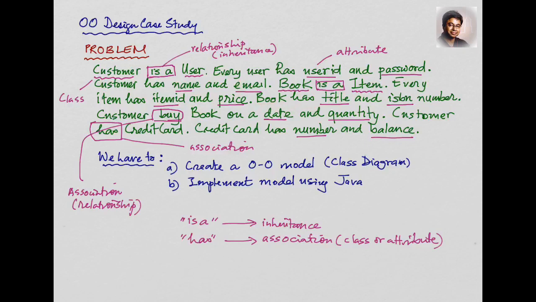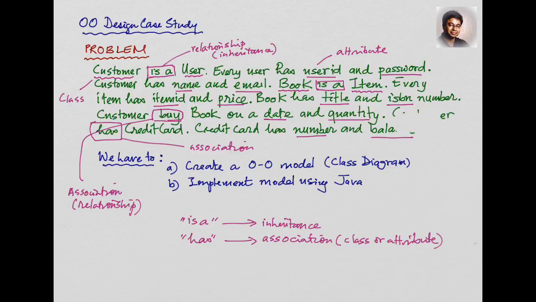Fine. Now we look at the next line. Book has title and ISBN number. So has is association, that means title and ISBN number, these two attributes, are with the book. Very nice. Let us proceed. We will see the next line, customer buy book. That means customer and book are two classes already, and they have a relationship called buy, which is actually an association relationship. On a date, that means when you are buying, you give a date and quantity, that is how many books you are buying. Fine. Up to now we understand how we identify attribute, how we identify class, how we identify relationship.